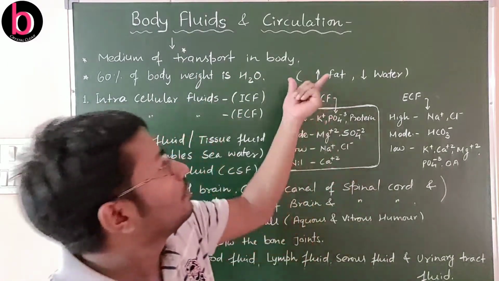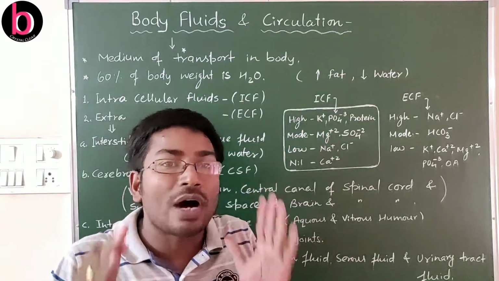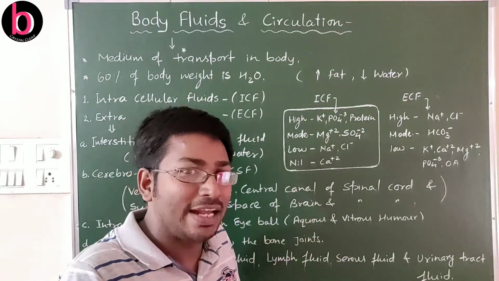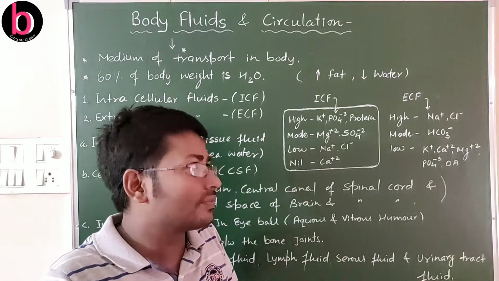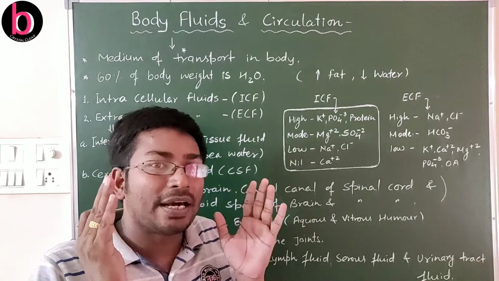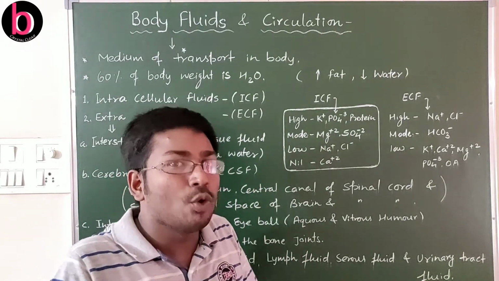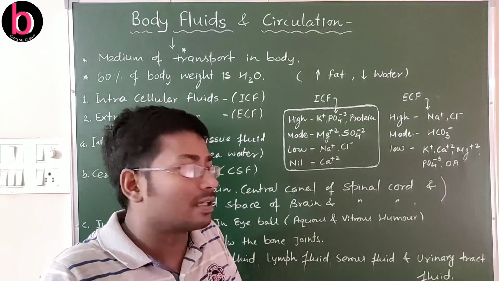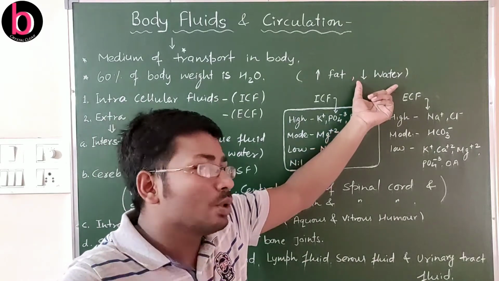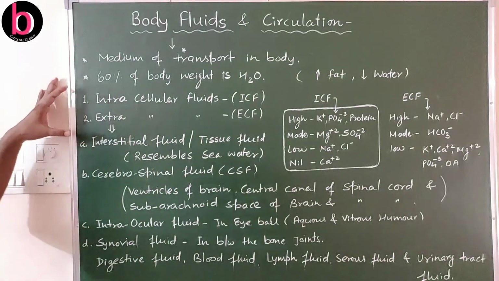Now one more thing: when the fat content of an individual's body increases, the water content decreases. That means if there is an obese man, and with respect to him a lean man, the lean man's water content will be comparatively more. Similarly, women are comparatively more fleshy and fatty, so they have less water content than a male of the same height. Now there are two types of body fluid.